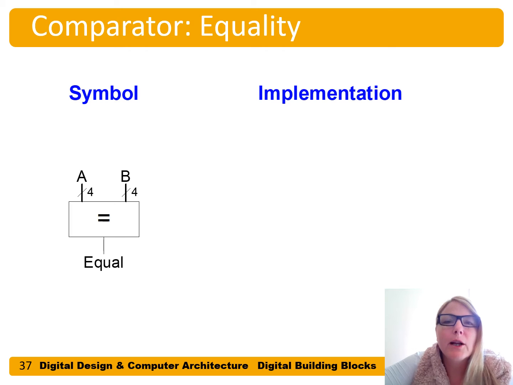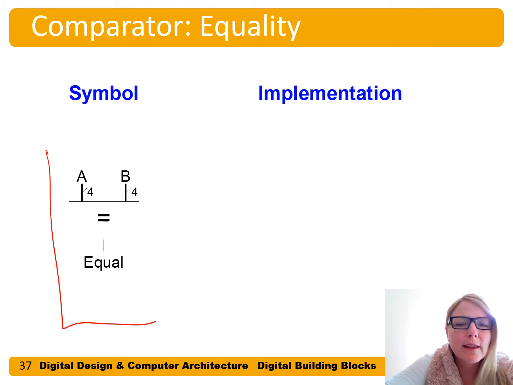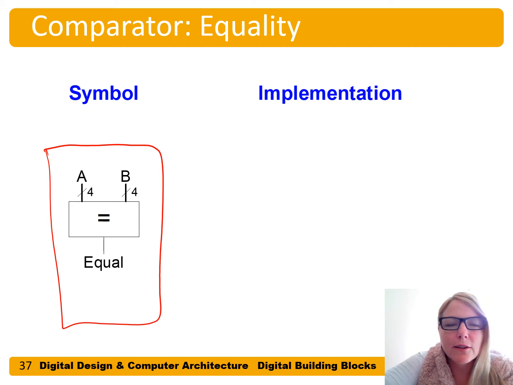Now let's think about comparing numbers. So one common comparison is equality. We want to check if two numbers are equal. And here's the symbol for it. We put, in this case, a 4-bit equality comparator, checking if A is equal to B. So we can think about, well, how do we perform that? There are actually multiple ways.